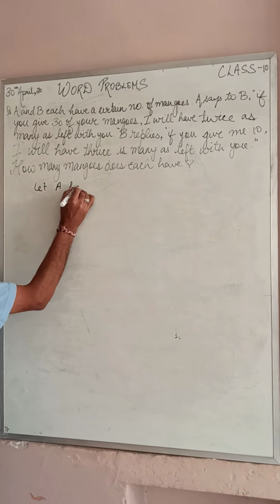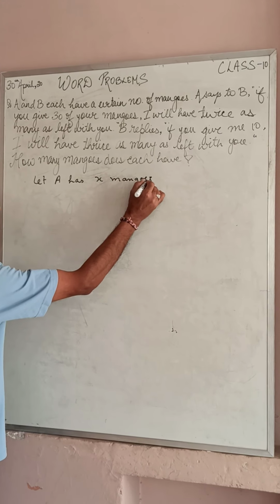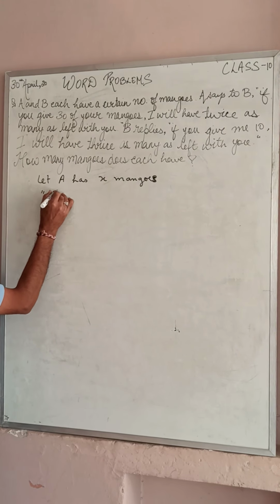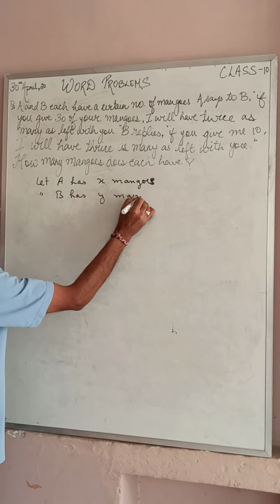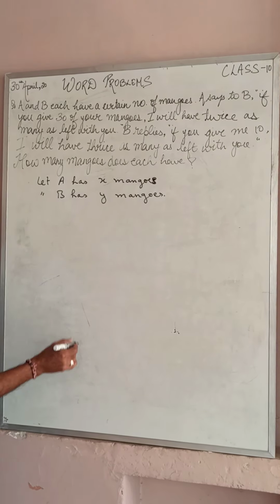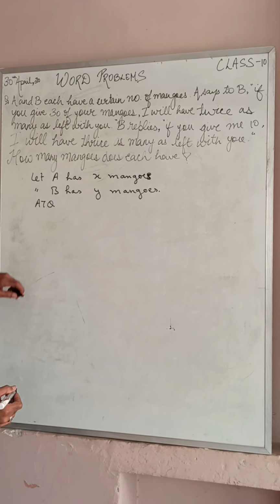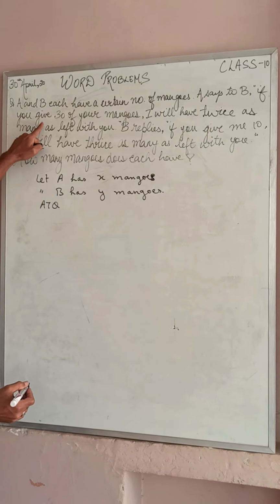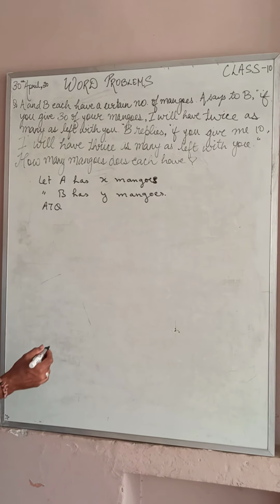Let A have x mangoes. Let B have y mangoes. Now, according to the question, let's take the first part of it. A says to B, if you give 30 of your mangoes, I will have twice as many as are left with you.